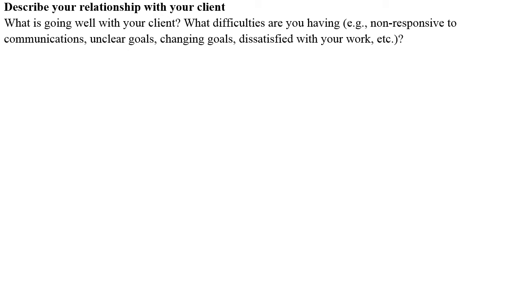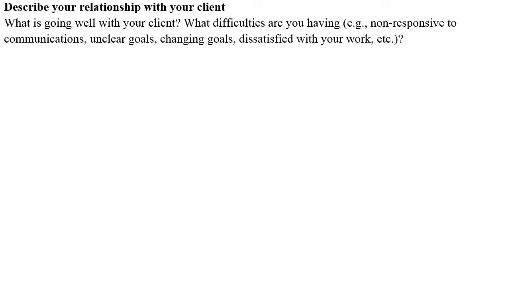The next body paragraph deals with your relationship with your client. Basically, I want to know what's going well and what difficulties are you having. So whether you have a great supervisor or a less great supervisor, you probably have both positive and negative interactions with them. Tell me about those. What is going well with your client?